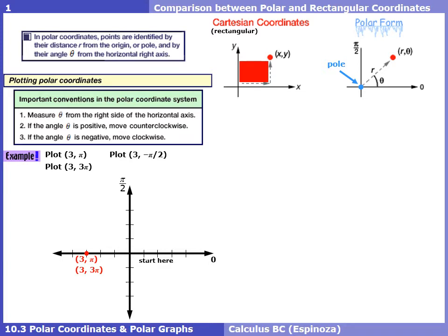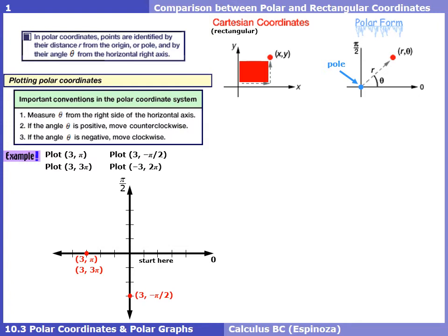Next, we're going to plot the point (3, negative pi over 2). Since it's a negative angle, we need to go in a clockwise direction, pi over 2 radians, and then out from the origin again, or the pole, we'll count out 3 units and put a dot at that point, and that's the point (3, negative pi over 2).